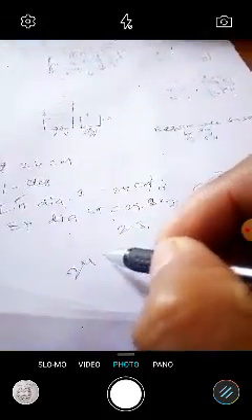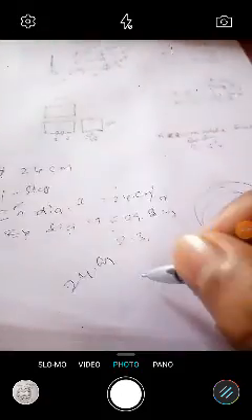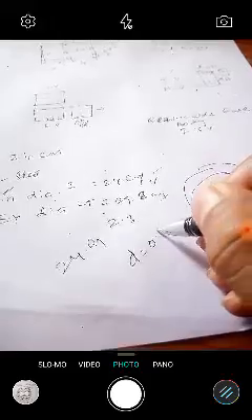But the question here is, when it is a single step, what is the core? The diameter of the core is given as 24 centimeters. What we have learned is that for a single step, the diameter should be calculated by 0.71. So 24 into 0.71, what will be the value? That value will be taken and drawn here. This is a single step.